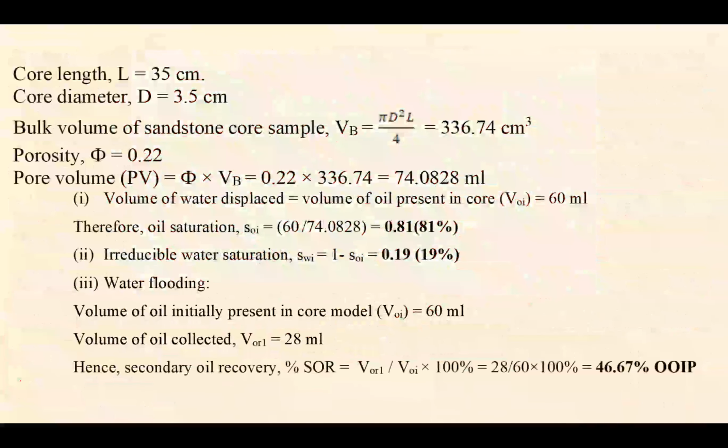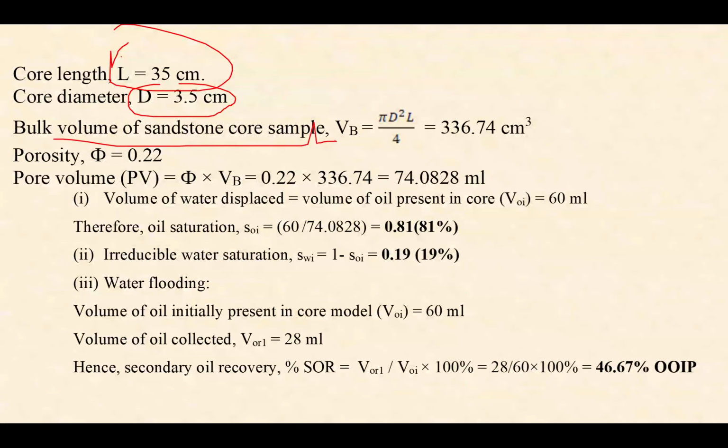So according to the data provided, first the core length is given, then the diameter is given. So you can get the bulk volume of the core sample. So this is the bulk volume of the core sample. Then the porosity is known, 0.22. So the pore volume is equal to 0.22 times 336.74. So this is the pore volume.